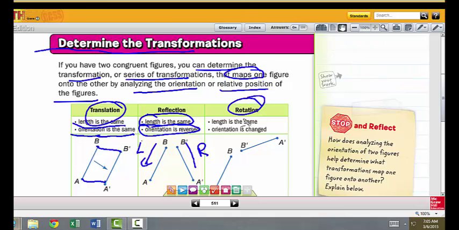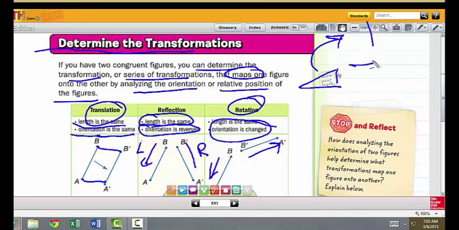Now, when we talk about rotation, it's very similar. The length is the same, but the orientation has changed. In this case, A is well below B, and in this case, it is actually pointing up. Or to look at it another way, if we rotated in this direction, it would move from that orientation to this orientation, where this is like the arrow pointing in that case, and in this case it's pointing that direction. That's what we mean by a changed orientation.